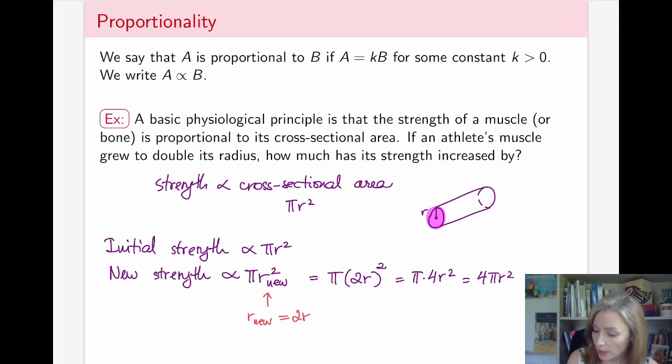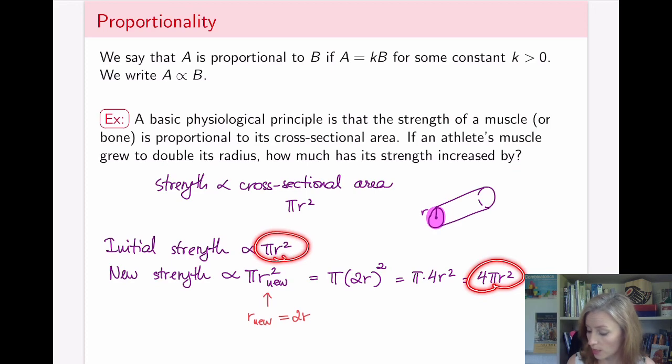And what I would really like to say something about is how much has the strength increased by? So I'm not just talking about what the new strength is, but rather how much has it increased by? So what is it in comparison to the old strength? So I'm going to take a closer look at my expression for the new strength, and expression for the old strength, and ask myself, how do they relate? Can I see the expression for the old strength in the new one? Sure, it's 4 pi r squared, right?